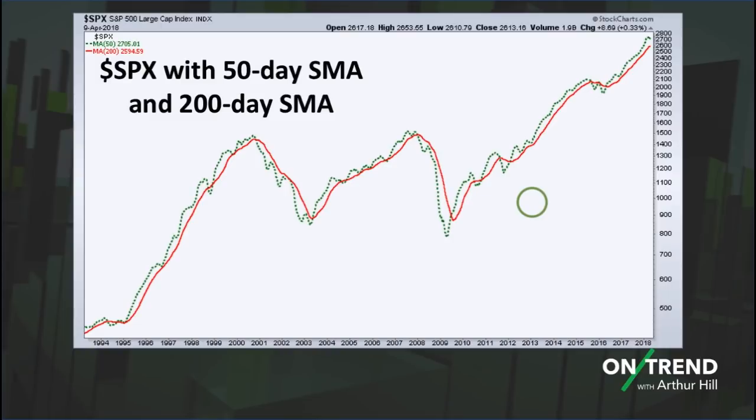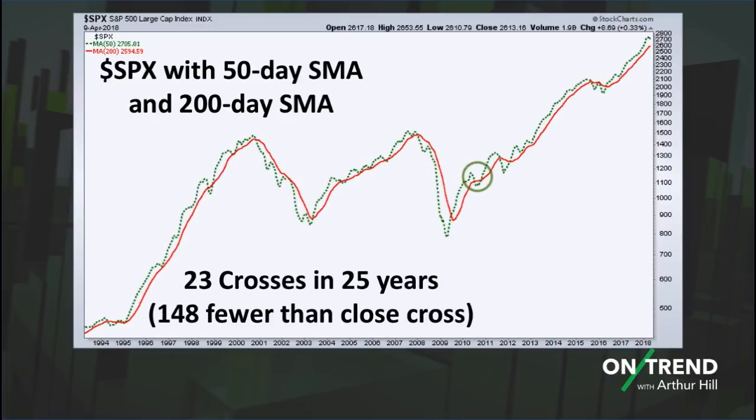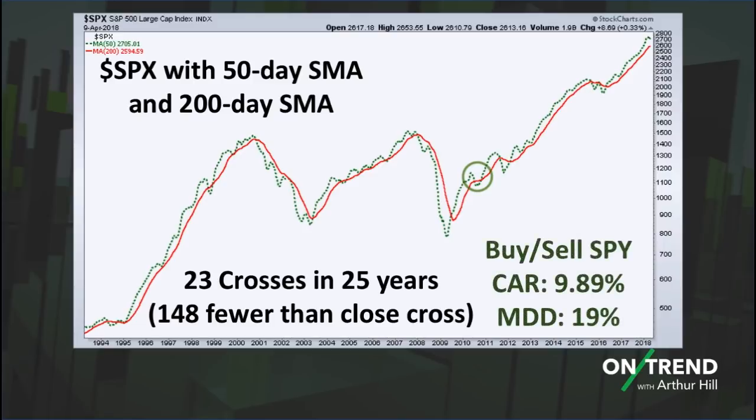All right, now we're going to take it one step further with the granddaddy of them all, the 50-day SMA and the 200-day SMA. And you can see it gets even smoother, and you get even fewer signals. There are only 23 crosses in 25 years, less than one per year. That is almost a passive system, if you will. But look at the results. If you had bought SPY when the 50-day crossed above the 200-day, a golden cross, and sold SPY when the 50-day crossed below the 200-day, the death cross, your compound annual return would be around 10%, and your max drawdown is below 20%. So clearly this keeps you on the right side of the market and in the bigger trends.